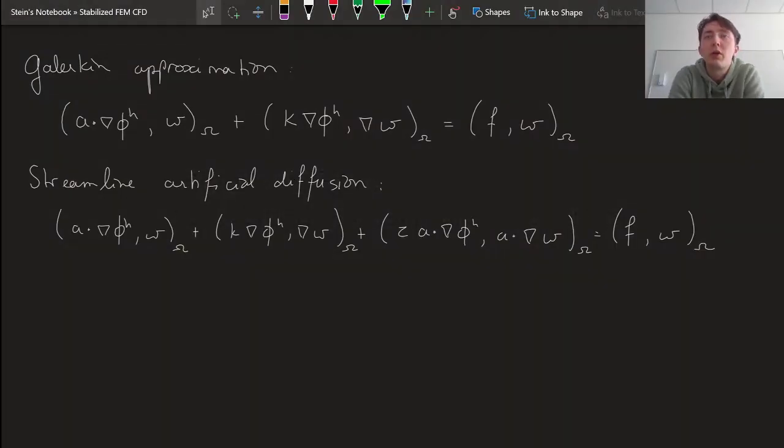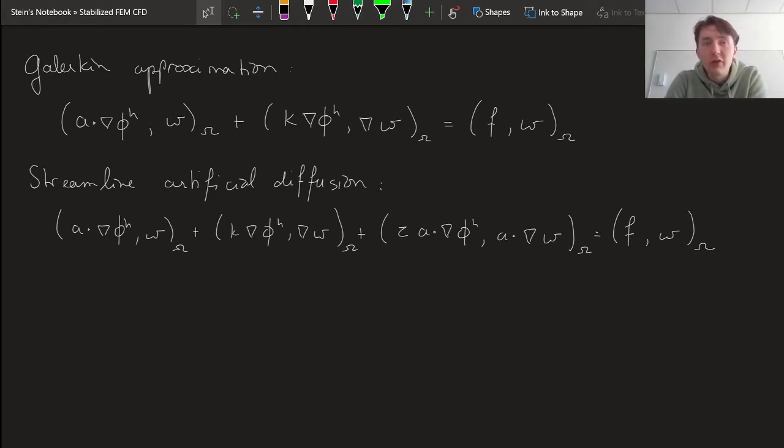So the second problem with our artificial diffusion approach is something that we call variational inconsistency. And that's something that I'll first try to illustrate and highlight for a few minutes to motivate why this is a problem. And afterwards, we'll try to fix it.